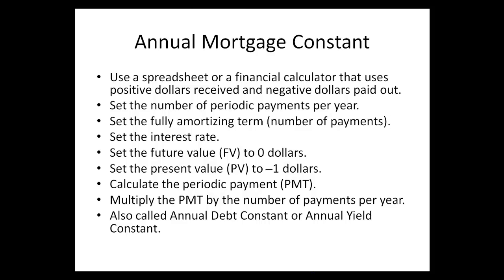That periodic payment represents the periodic mortgage constant. You then multiply the payment by the number of payments per year to calculate the annual mortgage constant. This is also called the annual debt constant or annual yield constant.